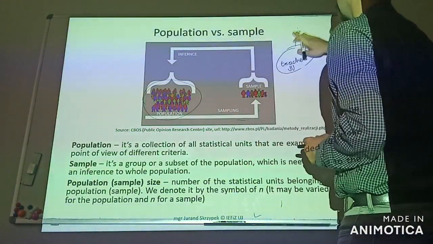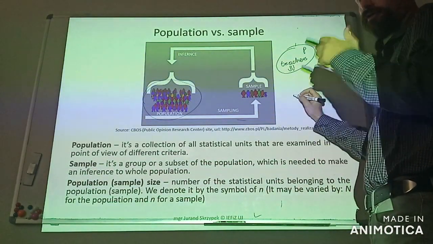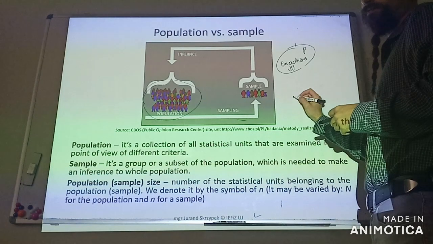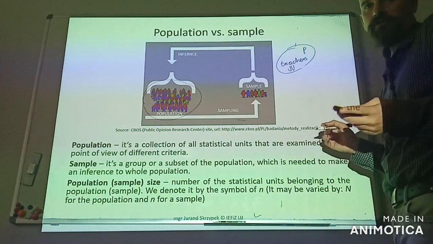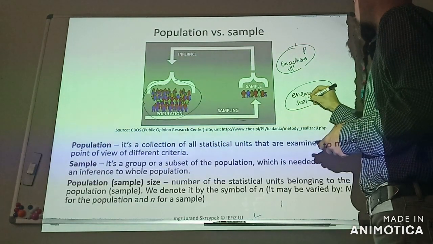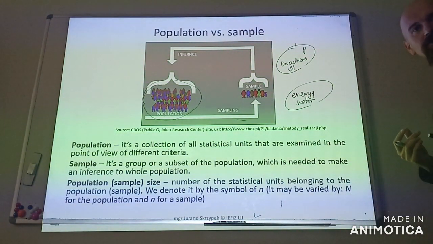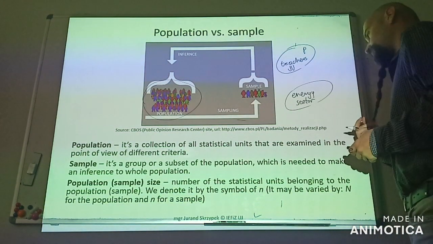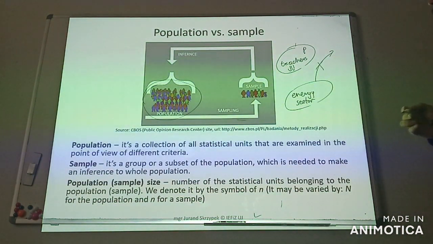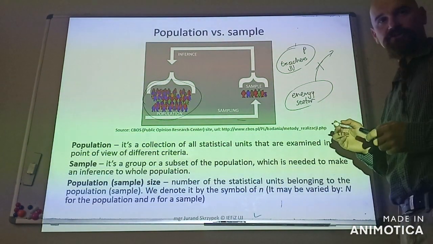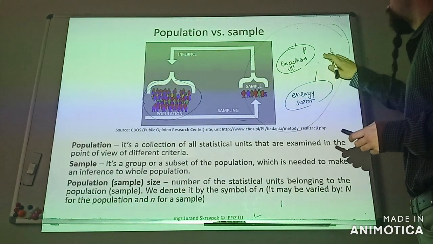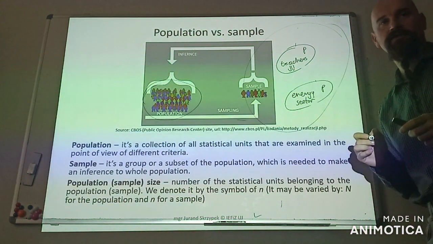Second example. Here we have energy sector, and I want to examine energy sector through the point of view of earnings, for example, value added. Okay, and I investigate firms of energy sector in point of view of earnings, and I don't make any transfers of my results to the whole economy, to another sectors of the economy. So if I don't do that, energy sector is my population.